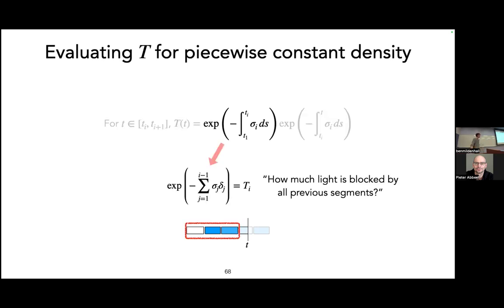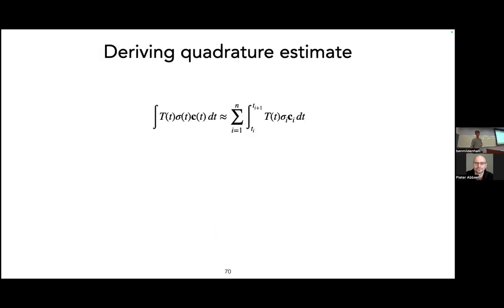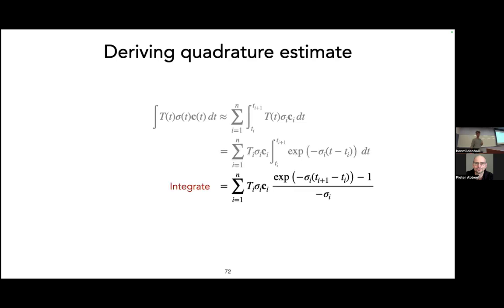And that gives us this expression for how much light was blocked by all the previous segments until we got to this one, and then how much light is blocked partway through the current segment. Because we have this approximation for sigma as piecewise constant, this thing is analytically tractable, and it is just this expression here based on the distance we traverse through the interval. So we substitute that in here. We evaluate that second level of integration.